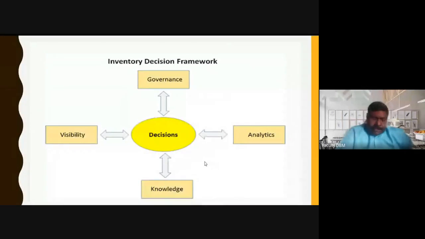So we have an inventory decision framework: governance, which means how to govern these decisions, and analytics. Analytics means we have to do so much analysis: inventory analysis, goods analysis, store management analysis, financial management analysis, and value analysis also. And the next is knowledge. If you want to take any decisions, we need complete knowledge about store management, inventory and all those regarding the supplies.